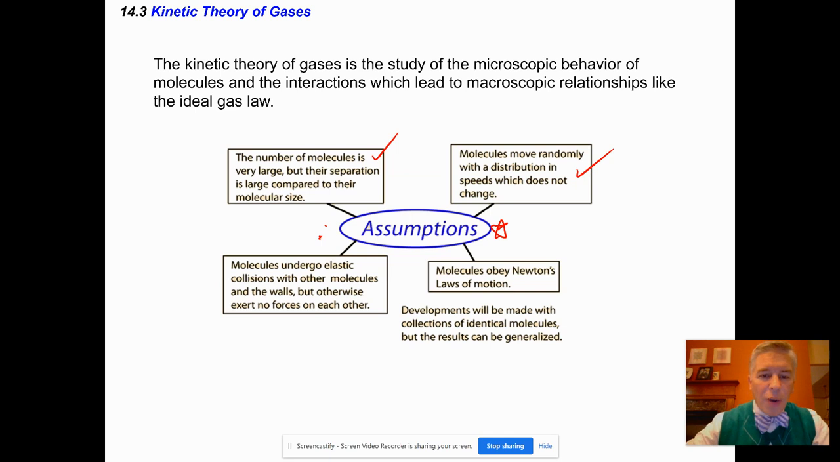The molecules undergo elastic collisions. It's going to be very important. So when they hit the walls or they hit other molecules, they're not going to lose any kinetic energy. That's very important. That's what an elastic collision means.